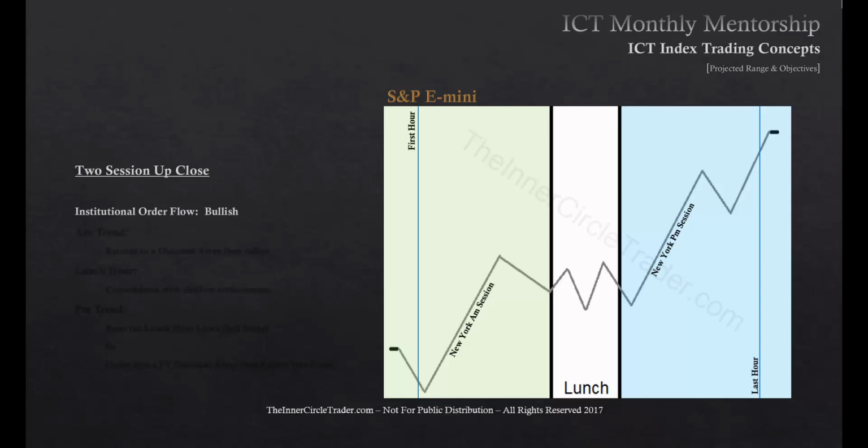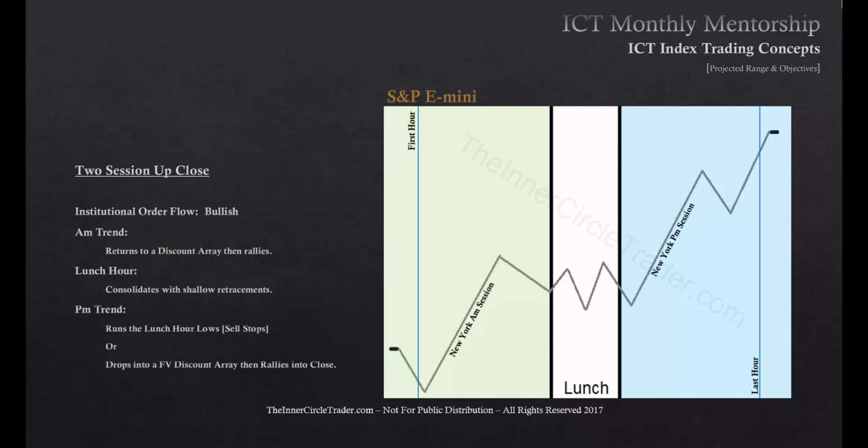and the view is typically with the daily and 4-hour institutional order flow should be bullish. The morning trend, or the AM session, typically will see a return to a discount array, and then price will rally. The lunch hour consolidates with shallow retracements, and the PM trend runs the lunch hour lows, sell stops, or drops into a fair value discount array, then rallies into the close. Now, a little bit about this specific projected range.